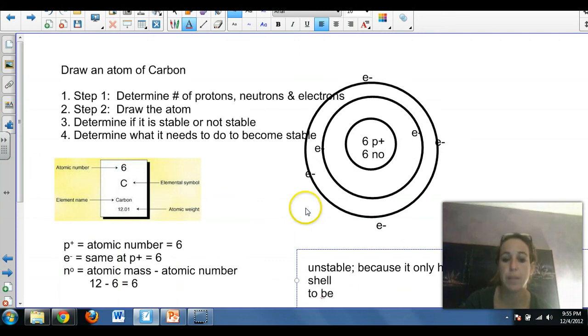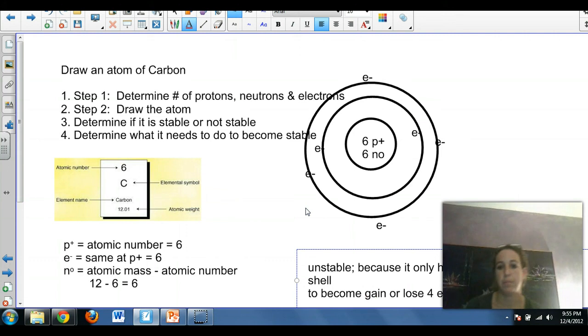And then to become stable, it either needs to gain or lose 4 electrons in order to get it to 8. Now you're going to choose whatever it is. So if there were 6 electrons here, it would be easier to gain 2 than it would be to lose 6. So you're going to put that you would gain 2 electrons.